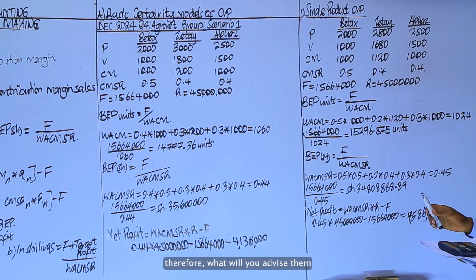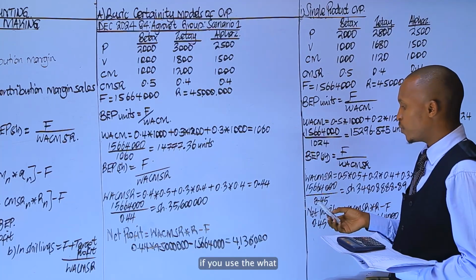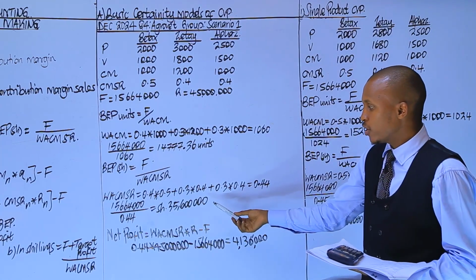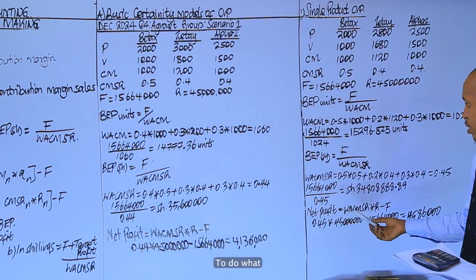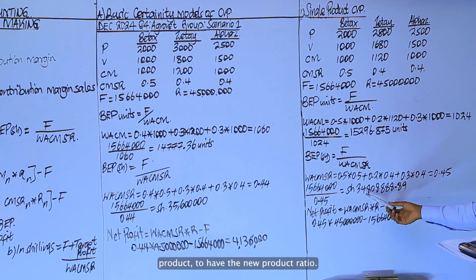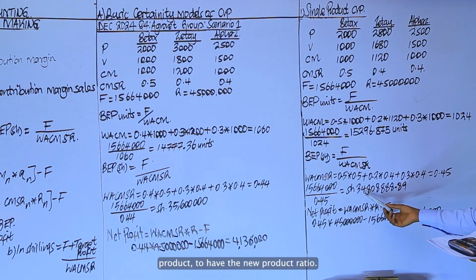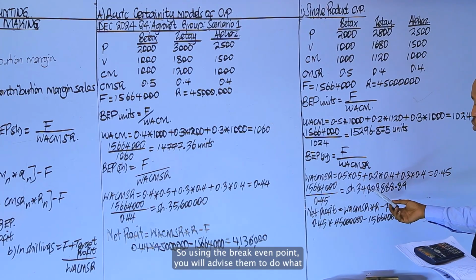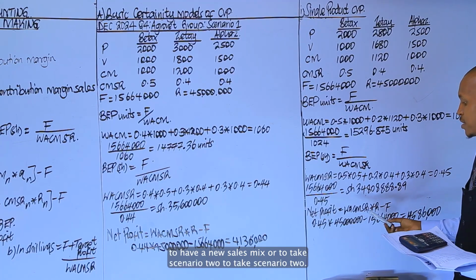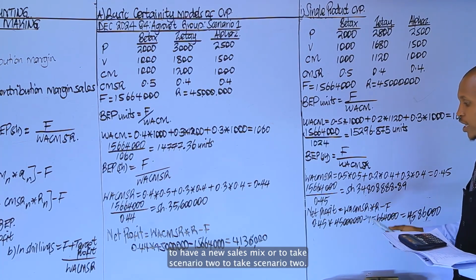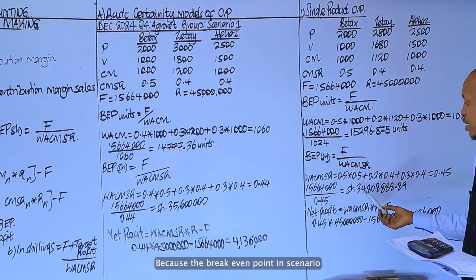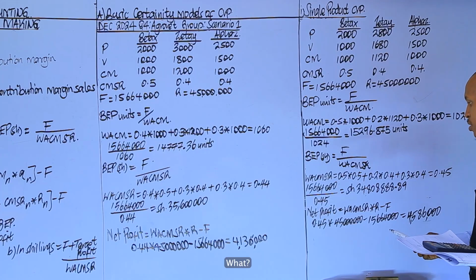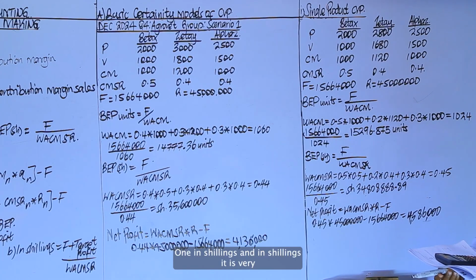Therefore, what will you advise them? If you use the break-even point as your basis of decision making, you're going to tell them to do what? To have the new product ratio. So using the break-even point, you will advise them to have a new sales mix, or to take scenario 2. Why are you doing that? Because the break-even point in scenario 2 is lower than the break-even point in scenario 1 in shillings. In shillings, it is way lower.